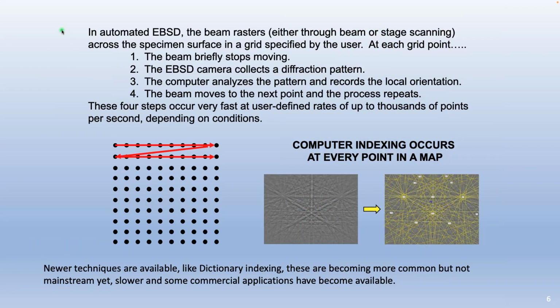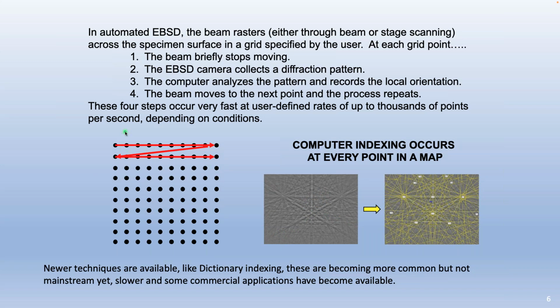The way the technique works, of course, is we take an electron beam, we scan it point by point across the sample area to be analyzed. At each point, we collect a diffraction pattern. We use mostly right now the Hough transform, although there are better or different techniques now, like the dictionary indexing approach, that are becoming more commonly used, but they're not mainstream yet. We use the Hough transform and we index the diffraction pattern at every point.